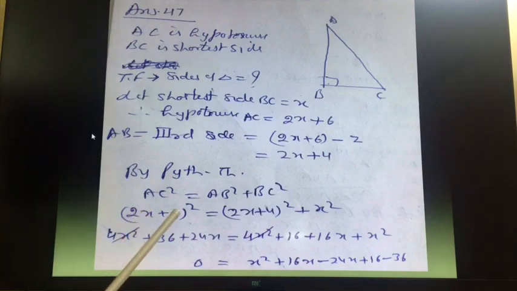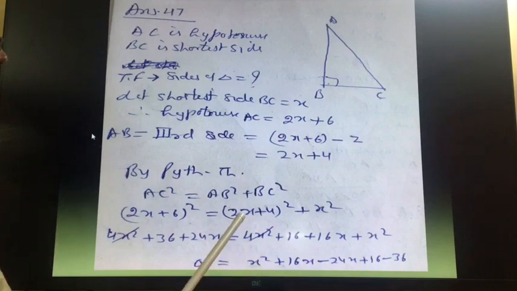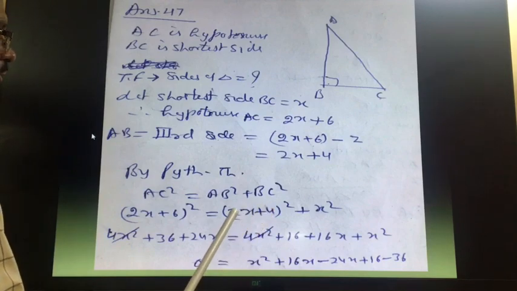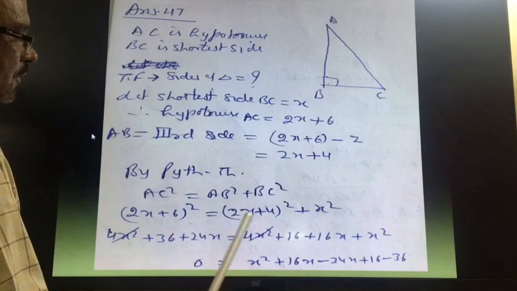Here (a plus b) whole square formula. So a square, that is 4x square, plus b square, 6 square is 36, plus 2ab. So 2 into 2x into 6, that is 24x. Similarly here (a plus b) whole square, so a square means 4x square plus 4 square is 16 and 2ab, so 2 into 2x into 4. So 2 into 4 is 8, right?